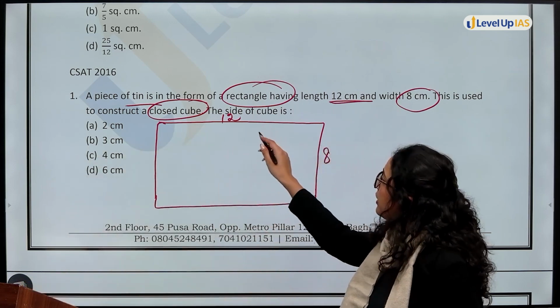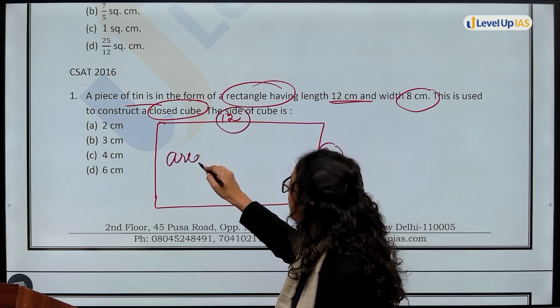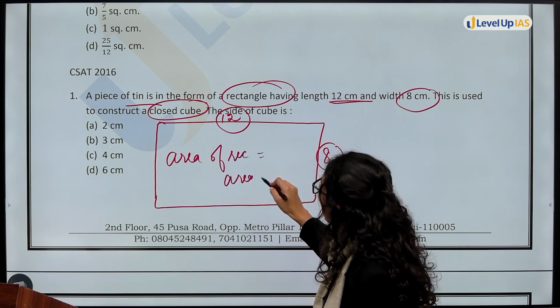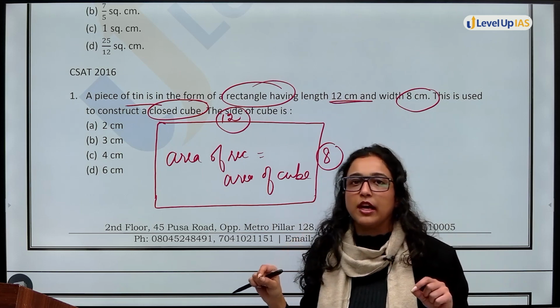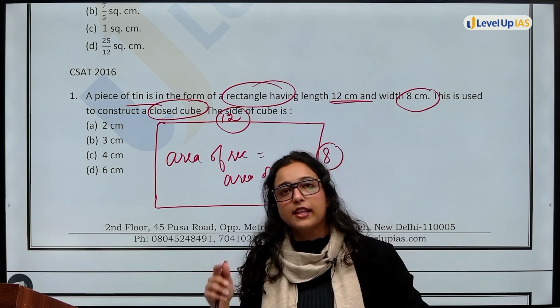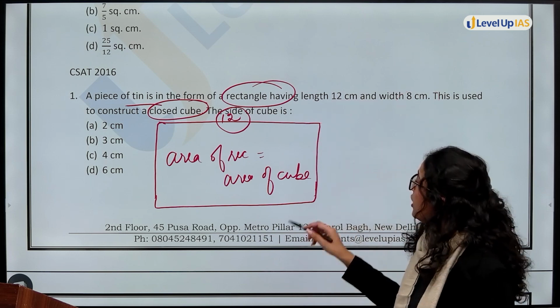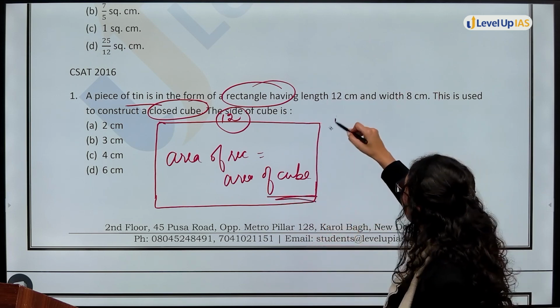Let's say this is a rectangle, 12 and 8. The area of the rectangle will be equal to the area of the cube formed. Okay, because you are making it from the same sheet, so that sheet's area will be the area of the cube. That means what? So the area of the rectangle is equal to the area of the cube. This means the area of the rectangle is what?